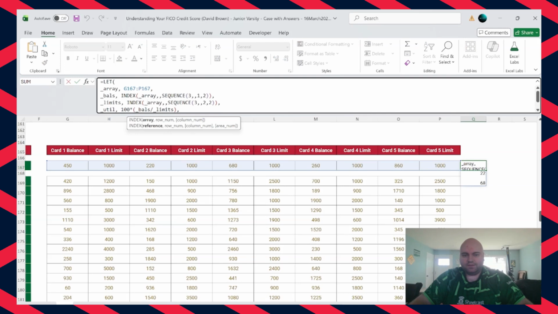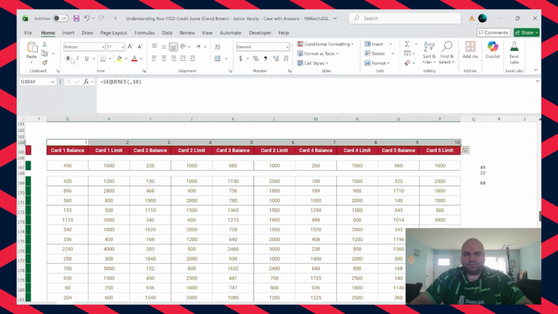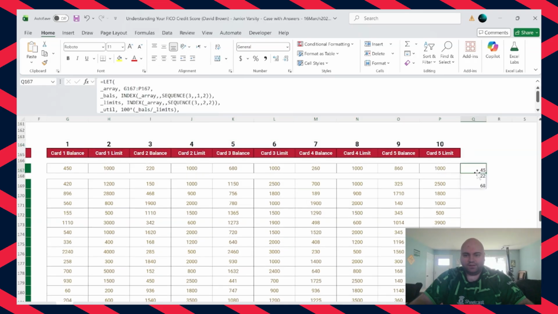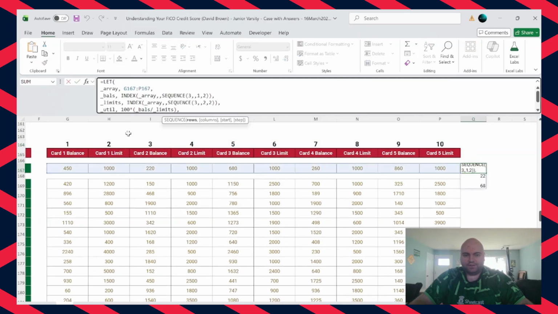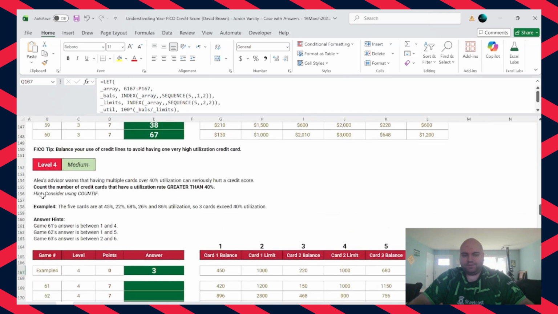Oh, something I need to update here as well. Let's put the sequence up here. Sequence of 10 columns. And again, we'll bold this, we'll center this, increase the size. Notice this is only going to be returning 1, 3, and 5. I need to return 5 of these. 5 items, and 5 items there. And there we go.